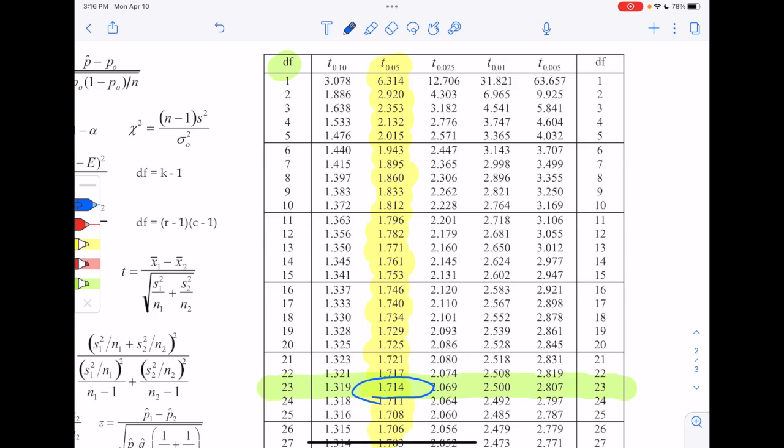We could find this with technology, but then we have to make rounding decisions. We've got to draw pictures. We've got to do a lot of things. If we use the table, it labels the t of 0.05 column. We have our df, so we can just jump down there to the df of 23, find the intersection of the column and row that we need, and we've got our t-score. So 1.714 is the answer.